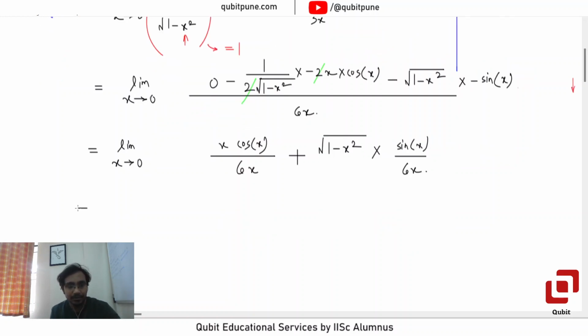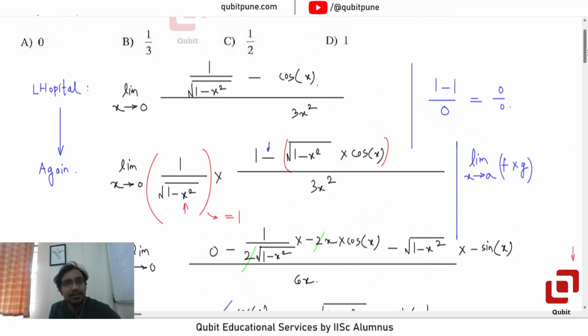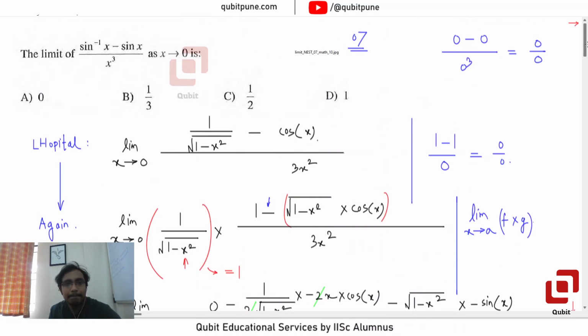Okay, so at the end, what are we getting? x will get cancelled, cos 0 is 1, so this is 1 upon 6. Yeah, so that is 1 upon 6 plus this is 1 into 1 upon 6. 1 upon 6 plus 1 upon 6 is how much? 2 by 6 or 1 upon 3. Okay, the answer is 1 upon 3. That is option B.